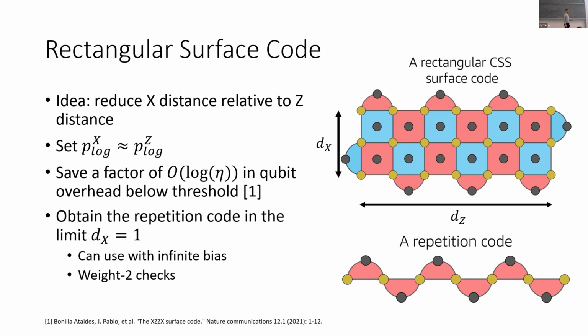And then you take the limit of the x distance being 1, you just obtain the repetition code, so you can use that in infinite bias, and it has weight 2 checks, so it's easier to implement in the surface code. So you can think of that as the thing to beat for infinite bias.